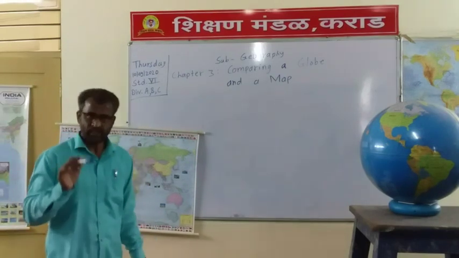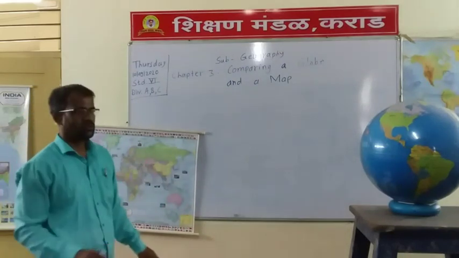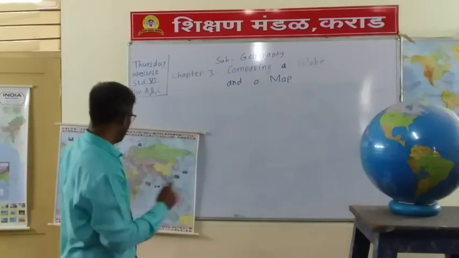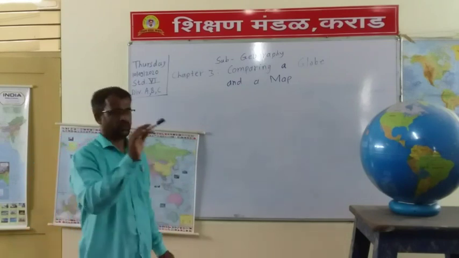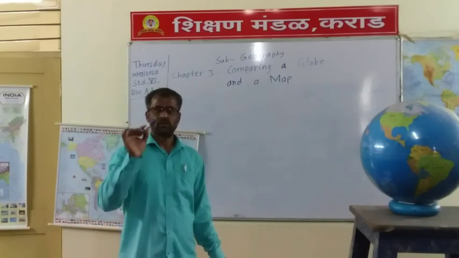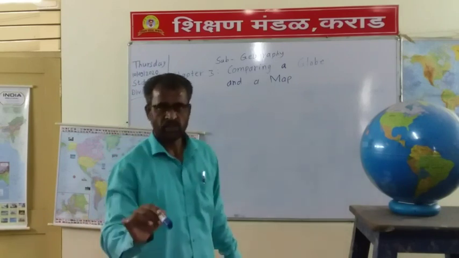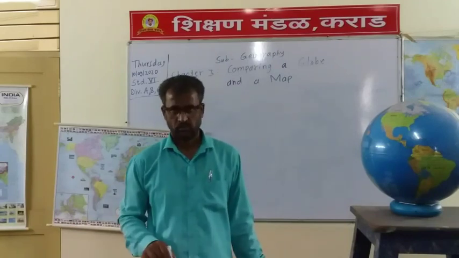What are the similarities between a globe and a map? Both of these devices are a representation of the Earth and provide us the location of a place on the surface of the Earth.